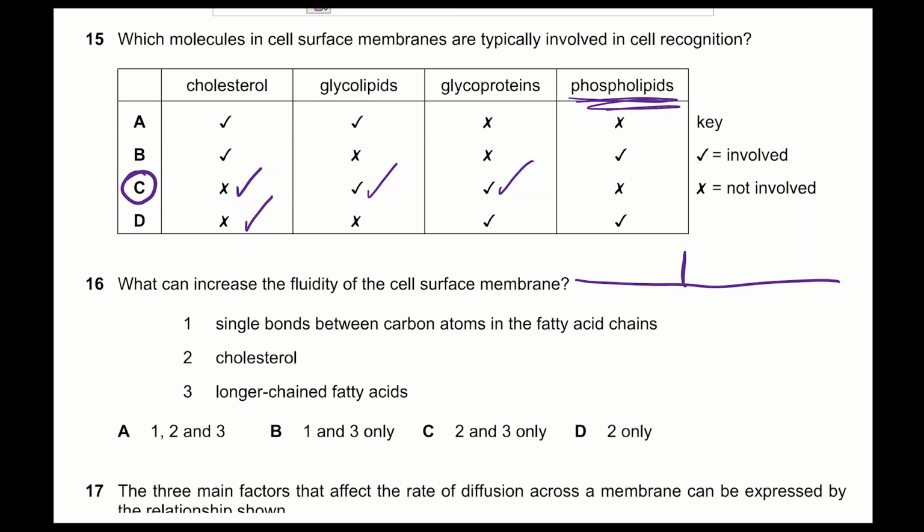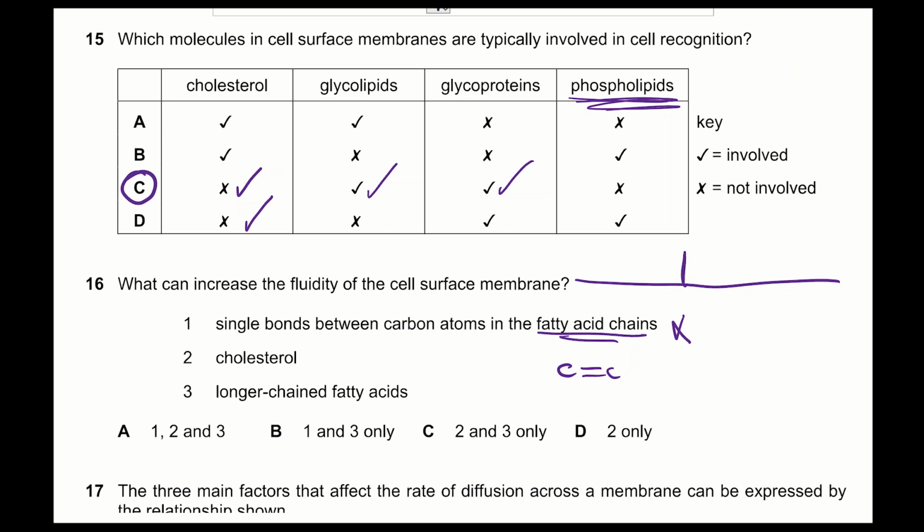Question number 16. What can increase the fluidity of the cell surface membrane? 1. Single bonds between carbon atoms in the fatty acid chains. So as we all know, unsaturated fatty acids, or double bonds, actually increase the fluidity of the cell surface membrane, whilst single bonds decrease the fluidity. Therefore, this is incorrect.